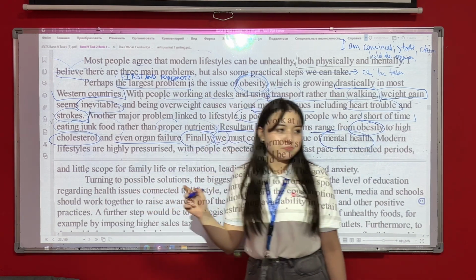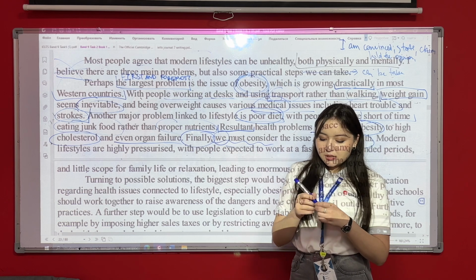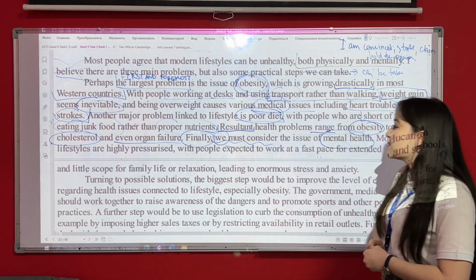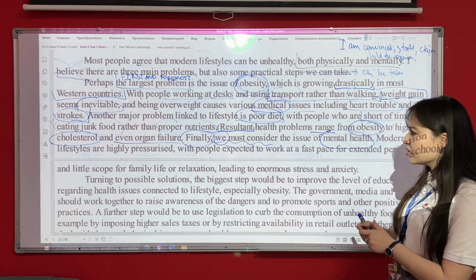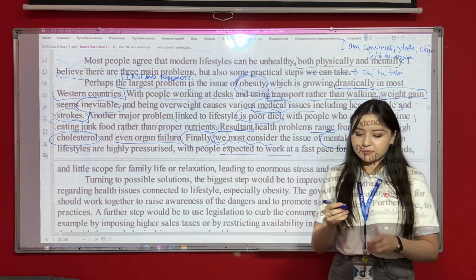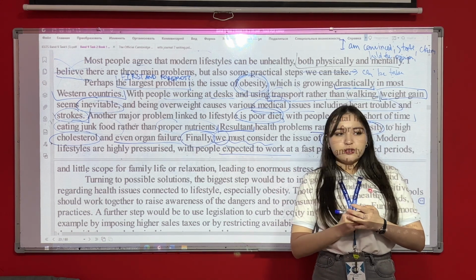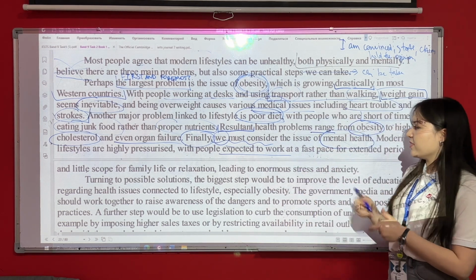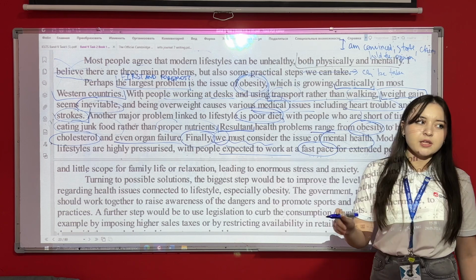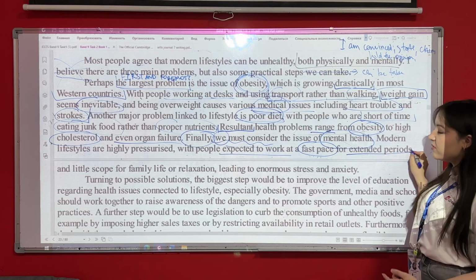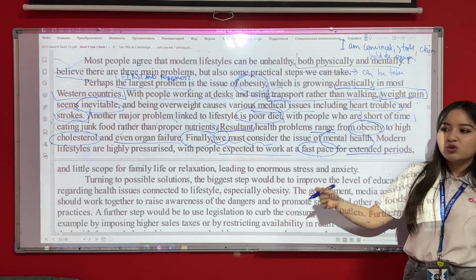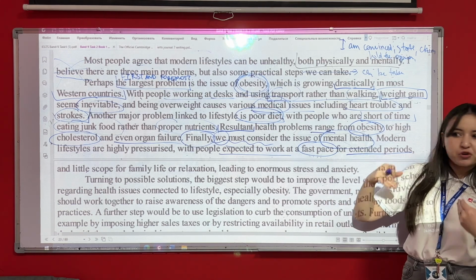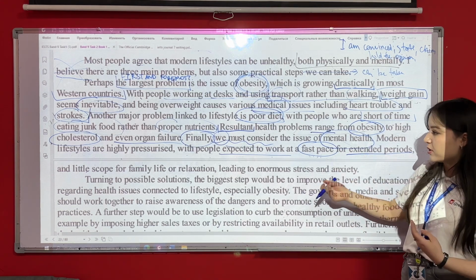What does pressurized mean? Под давлением, правильно? Под давлением. With people expected to work at a fast pace. What does expected to work mean? То есть от людей ожидают то, что они будут работать at a fast pace. What does fast pace mean? На большой скорости. Да, на большой скорости for extended periods. Extended periods? Долгий. Долгий период, правильно? So it means that there is no time for their leisure time to spend with their family, right?